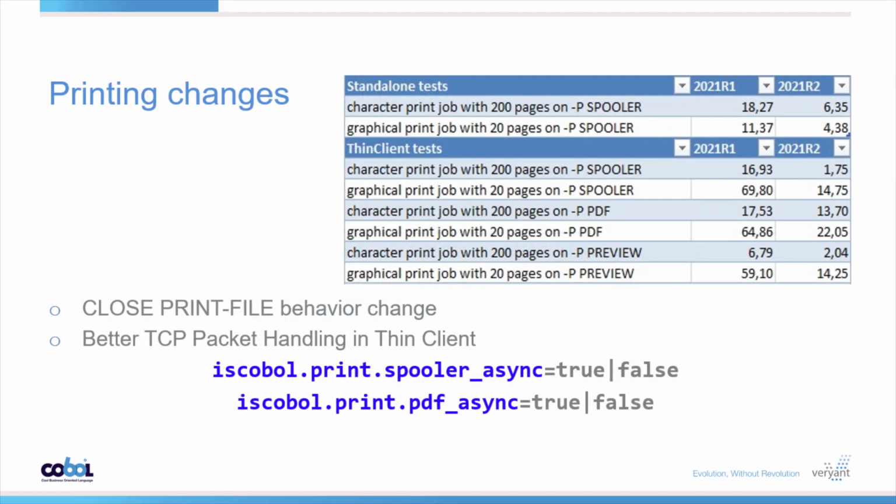When closing a print file, the runtime will now manage the print job in a separate thread. And it uses better TCP packet handling in a distributed environment. Both of these will dramatically improve print times. There's a chart here to show you 2021 R1 versus 2021 R2. And you can change this behavior with these 2 new configurations, one for print spooler and one for PDF printing.